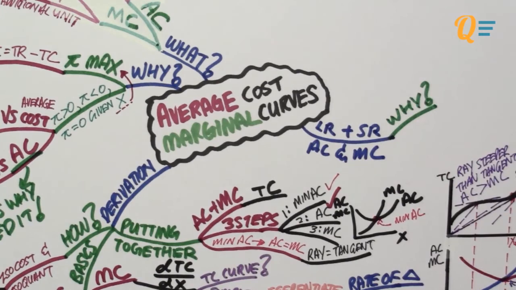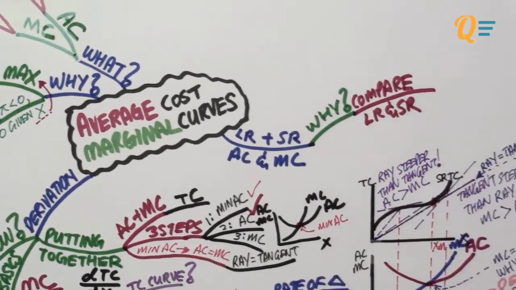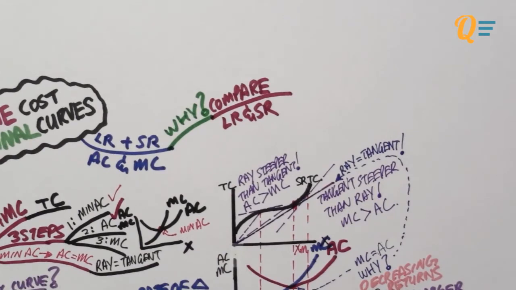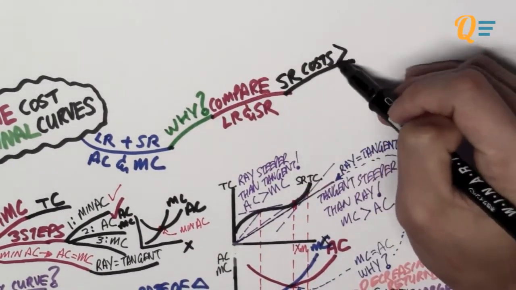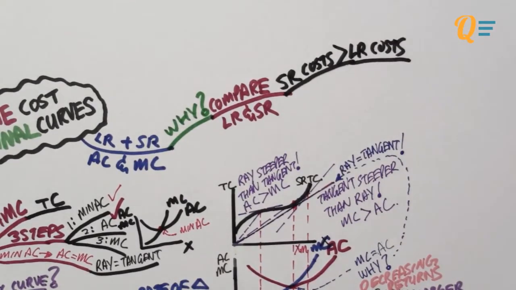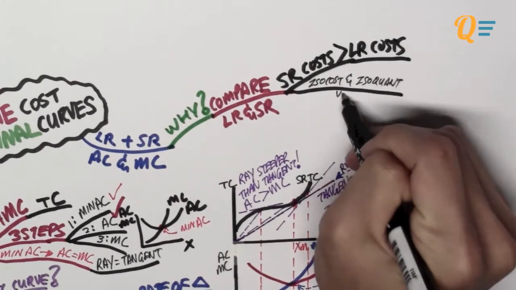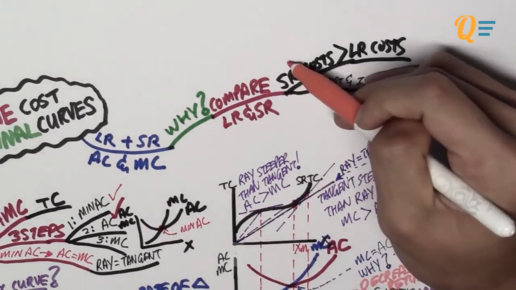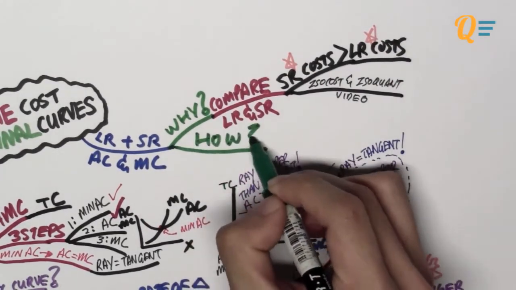Let's talk about drawing both the average cost curves and the marginal cost curves for the long run as well as the short run. Why are we doing this? We want to compare the difference between the long run and the short run in terms of your average cost as well as your marginal cost curve. One of the things you should take note of is that the short run cost is always higher than the long run cost, especially for your average cost. This can be seen in your ISO cost and ISO quant video. This is a very important point for you to remember.